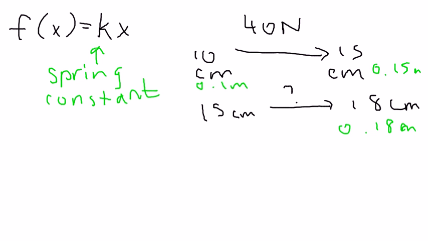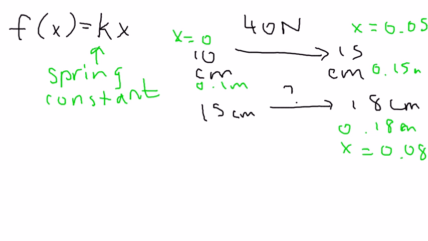Okay, now, it was given in the question that the natural length is 10 centimeters. So at 10 centimeters, x is actually equal to 0. At 15 centimeters, or 0.15 meters, from 10 centimeters, it was stretched 5 centimeters, which is only 0.05. And then at 18 centimeters, x is actually just 0.08.